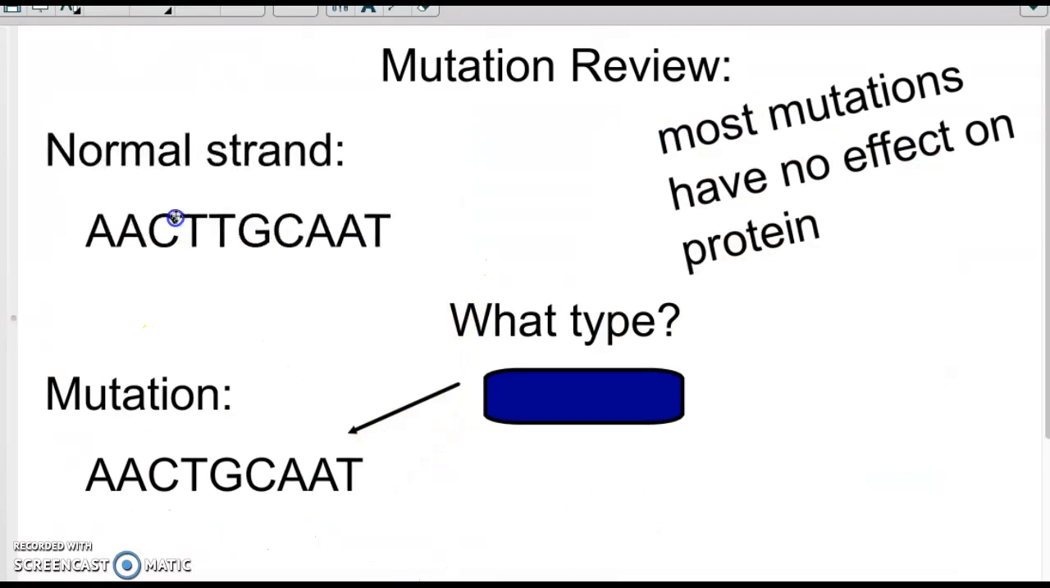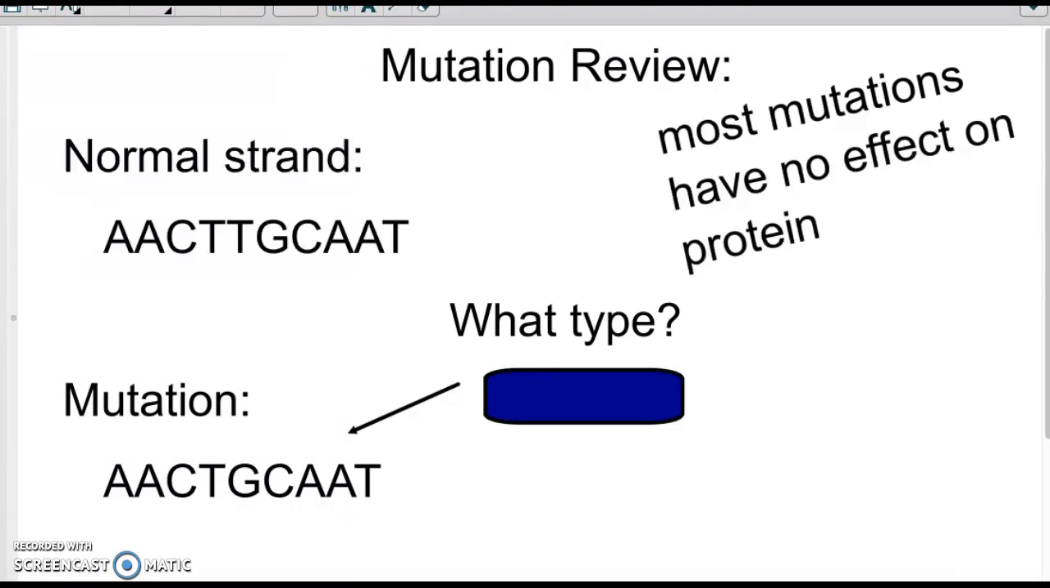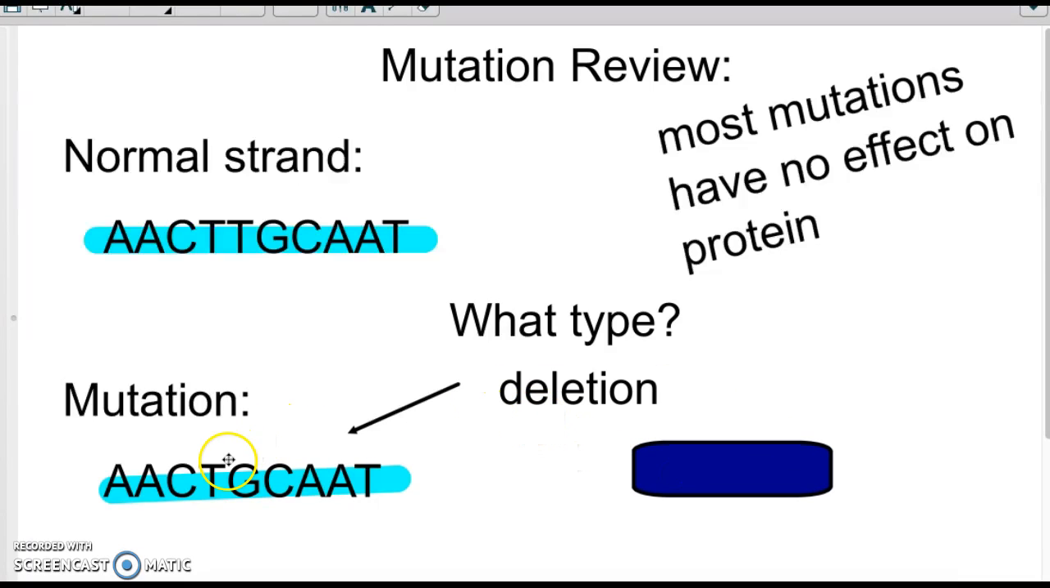So let's try to see what type of mutation this is. Here's our normal DNA strand: AACTTGCAAT. That's only one half of DNA. Now here's the mutated strand: AACTGCAAT. What would we call that type of mutation? Well, we call it a deletion. The second T got deleted, and so everything frame shifted and moved over to the left. Now, this is probably going to be a mutation that's going to really change the protein, but be aware most mutations don't have an effect on the protein.